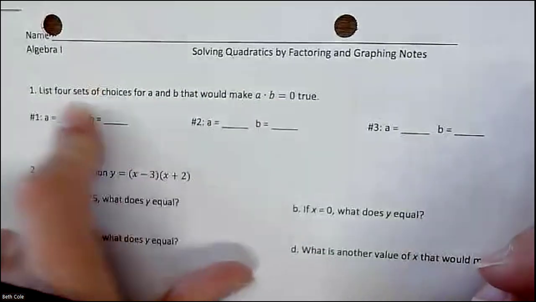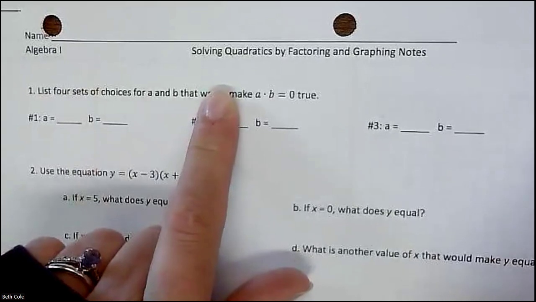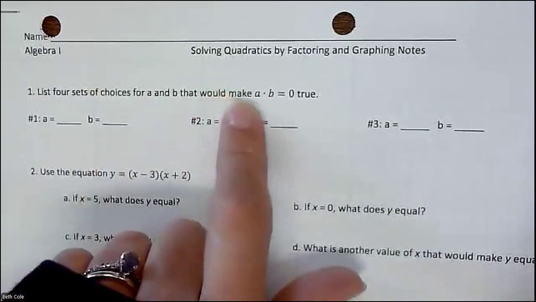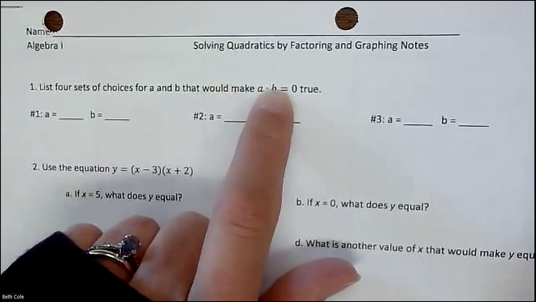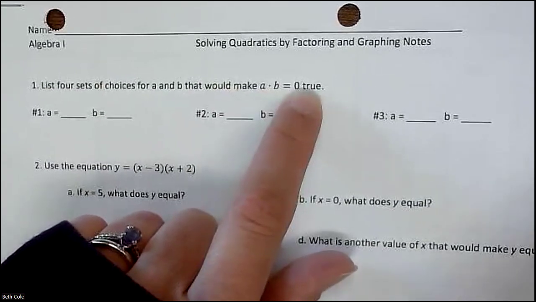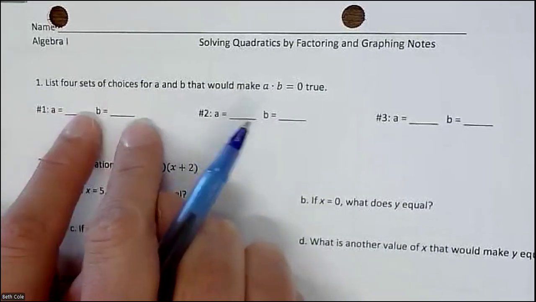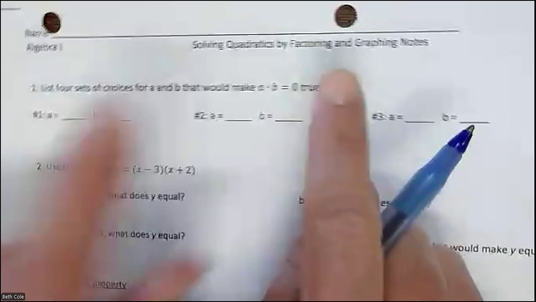So we want to list out 4 sets of choices. I mean, there's an infinite number of options, but I'm just going to try and get you guys to come up with a few. A times B would equal 0. Can you give me 2 numbers that A and B could be so that A times B will equal 0?